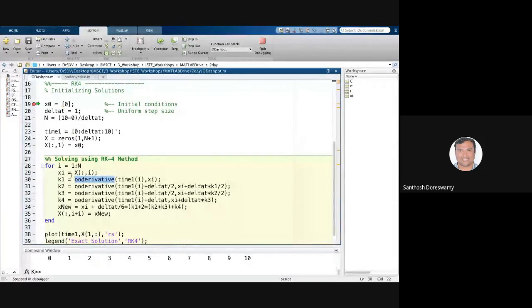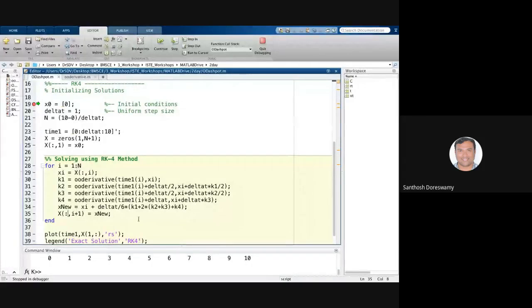Once you have k1, k2, k3, k4 lined up, the new value of x is estimated as the old value plus h by 6, which is delta t by 6, times k1 plus 2 times k2 plus k3 plus k4. Once I get this value of x new, I have stepped through one delta t in time, and I store that value in another variable, capital X. So for one iteration, as discussed for the loop, you estimate the value of x. For the next iteration, you will have a different time step, given by time 1 of I. Time 1 will step through 2 times delta t, and the following loop will run.